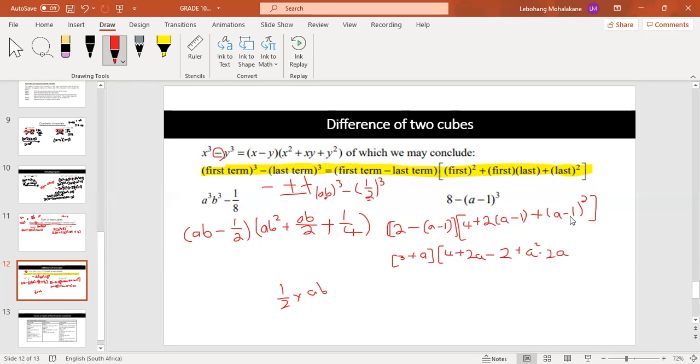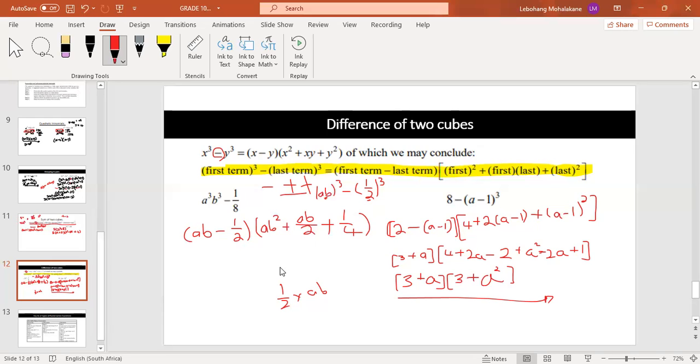This is not a difference of 2 squares, please. You're just having these two, multiplying them, plus 1. So you're going to have 3 plus a. And this is 4. 4 minus 2 is 2. And then plus 1 is 3. So you're going to have 3. Then 2a minus 2a is 0. So we have 3a plus a squared, sorry, a squared. Yeah, and that is your final answer. And that's that for the sum and difference of 2 cubes.